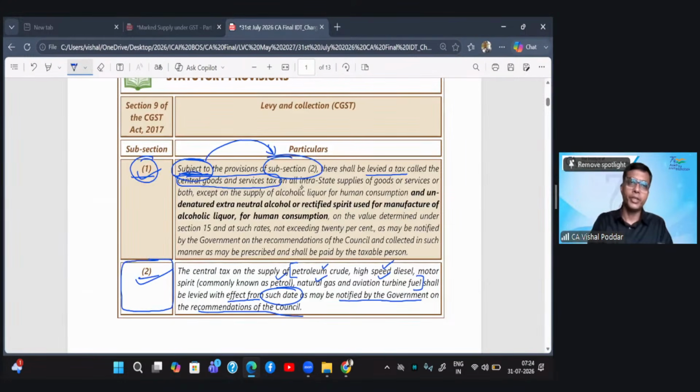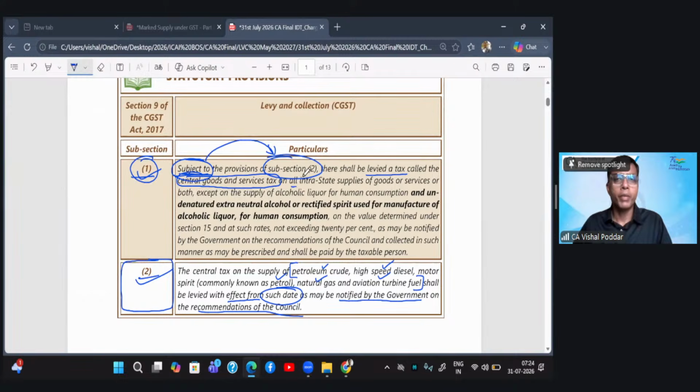When you read SGST, only this one part is changing in section 9(1). Over there it is saying which will be called SGST. And when you read section 5 of the IGST Act, many things are changing over there, but this one word is changing. It is called integrated tax. So here, since we are studying CGST, it is saying there shall be levied a tax called the CGST.